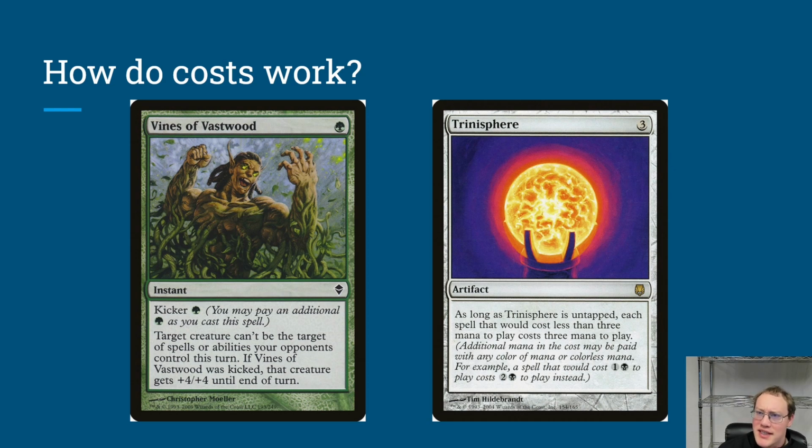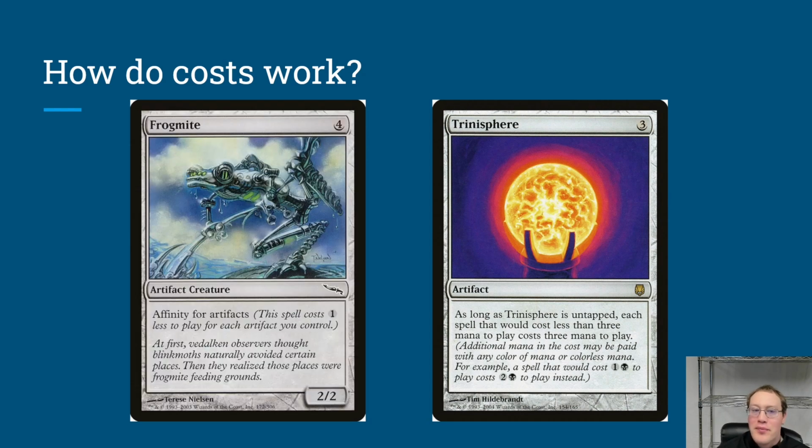You can see that in this specific case, there's really no downside to kicking it because you're going to have to pay 3 mana either way. So you might as well at least pay a second green in order to get a little bit of extra value out of there. So this is another one of my kind of favorite examples for how this sort of stuff works.